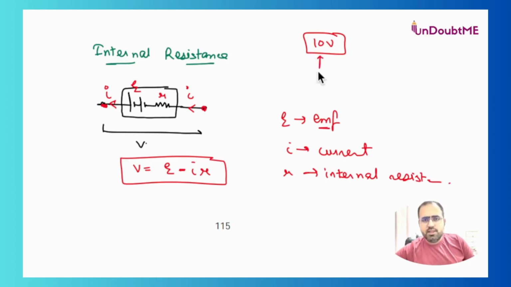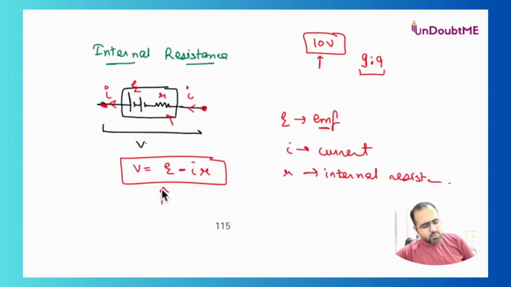how will you understand that? If the EMF of the battery is 10 volt, then it will never supply exactly 10 volt. It will supply somewhat less than that, let's say 9.9 or anything in that range. It depends on how much internal resistance it has. So because of that internal resistance, the net supply by the battery is always reduced.